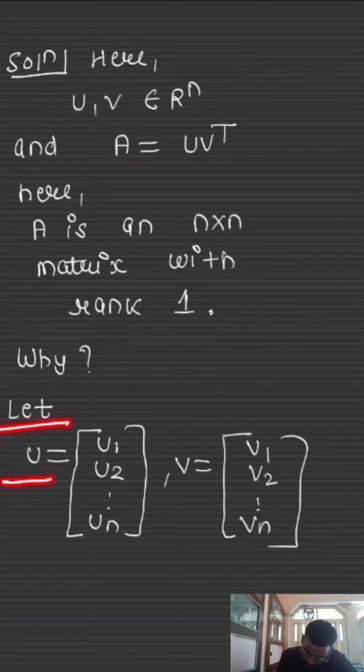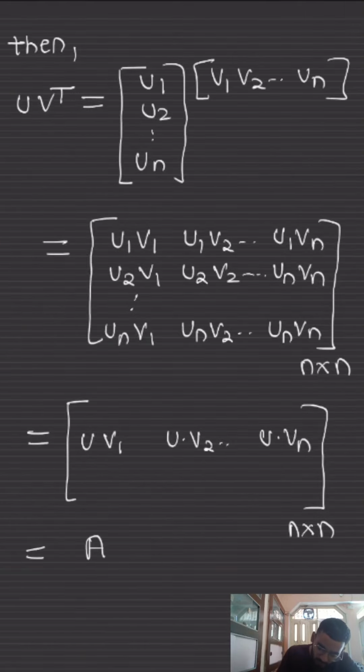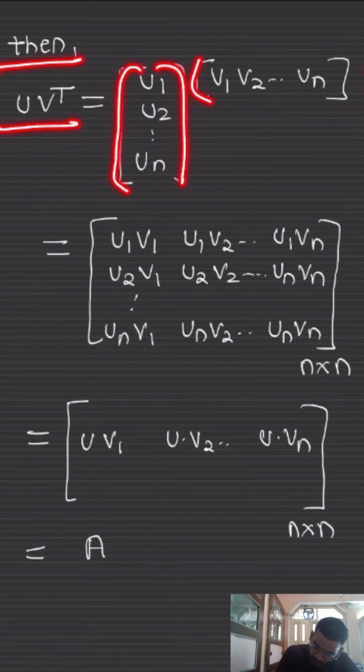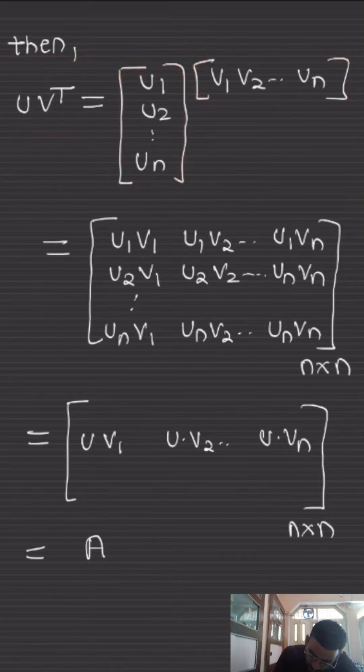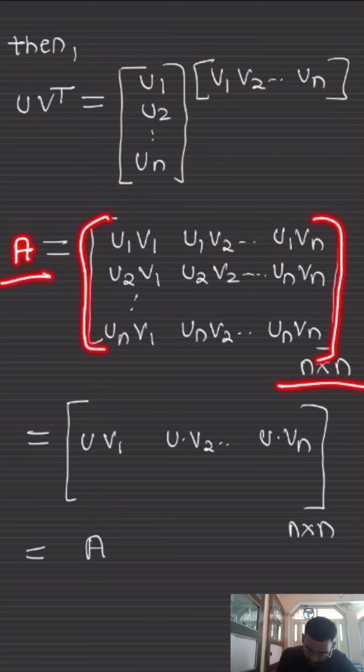So let U be of the form U1, U2, up to Un, and V of the form V1, V2, up to Vn. Then what do we get? We get U V transpose, which is equal to this into this. If we see, the first element will be U1 V1, second will be U1 V2, and the nth will be U1 Vn. Similarly we get this matrix, which is the matrix A, and A is an n cross n matrix.